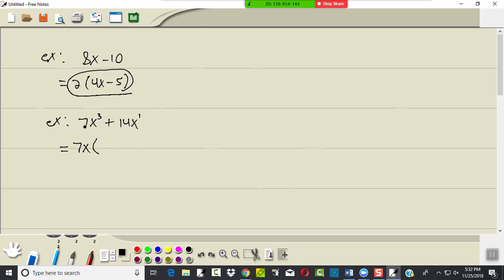Okay, again, factor means to divide out. 7 divided by 7 is 1. We had 3 x's, we took 1 x away. So we're going to have 2 x's. It's kind of like you visualize it. You have 3 x's sitting on the table. Somebody comes and takes one of your x's, you got 2 x's left. Plus, 14 divided by 7 is 2. And we had 1 x, and we took that 1 x away, so there's no x's left. So our answer is going to be 7x times x squared plus 2.